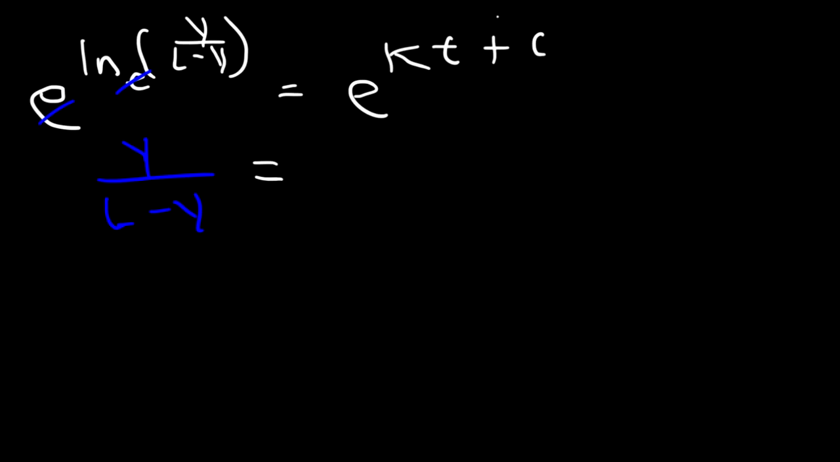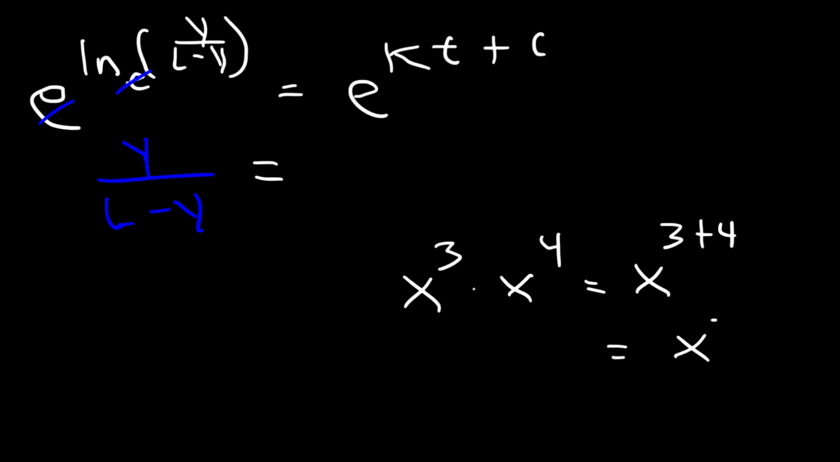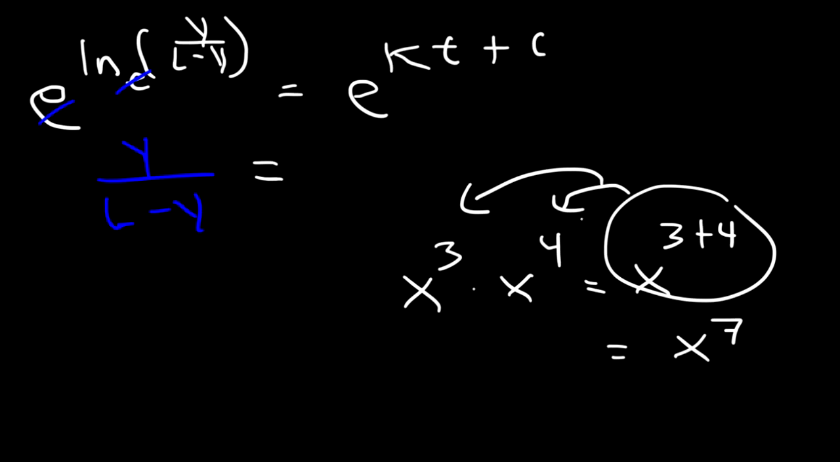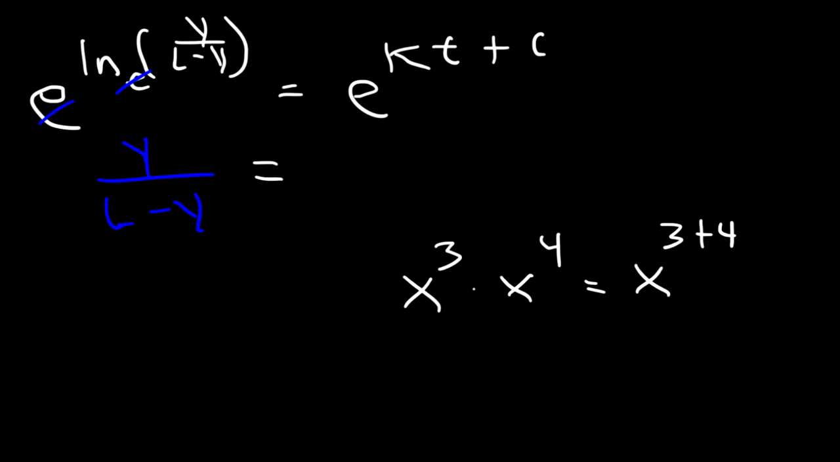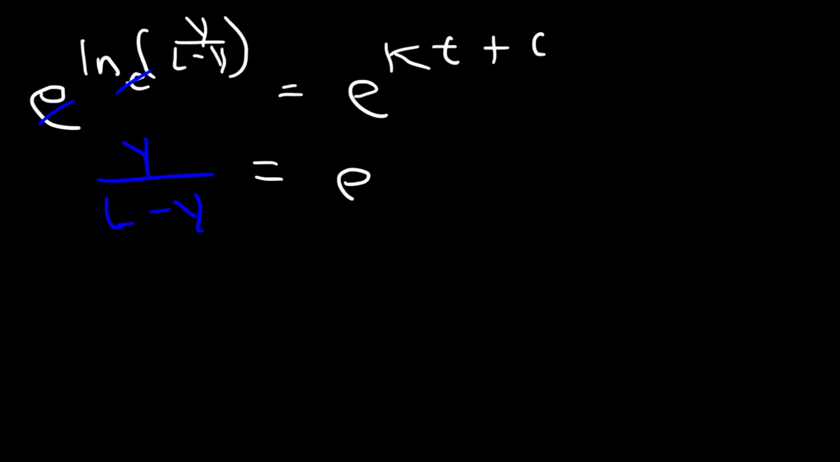Now, we need to separate kt from c. To do that, let's go back to algebra. x cubed times x to the fourth is basically x to the 3 plus 4, which is x to the 7. We need to take this form and split it into two parts. So x raised to the 3 plus 4 is equivalent to x cubed times x to the fourth. Therefore, e to the kt plus c must be equal to e raised to the kt times e to the c.